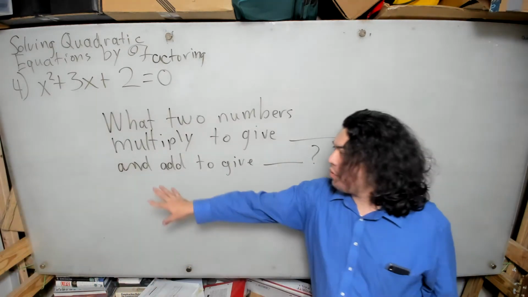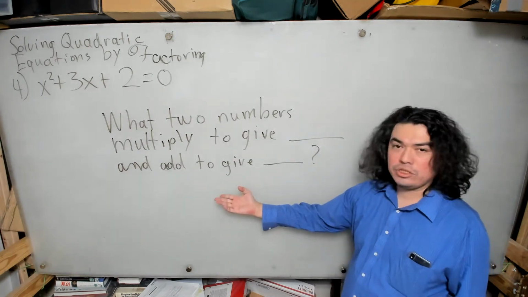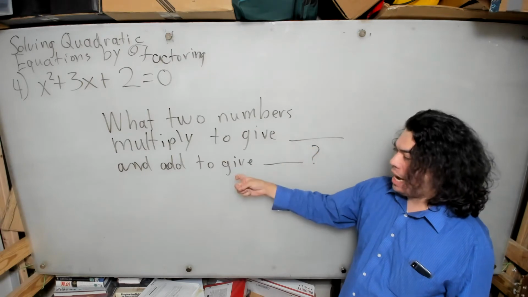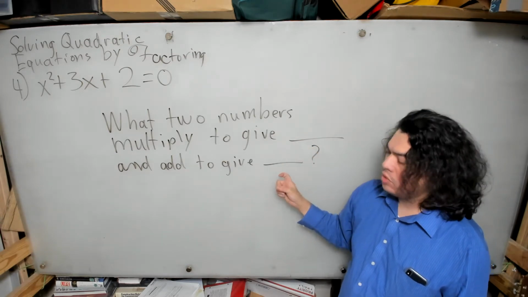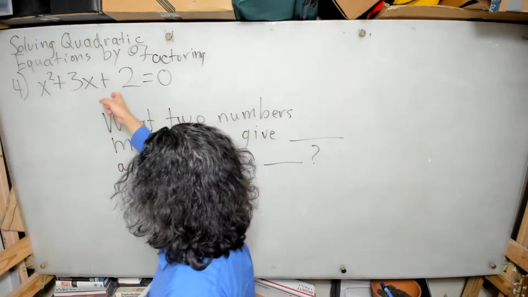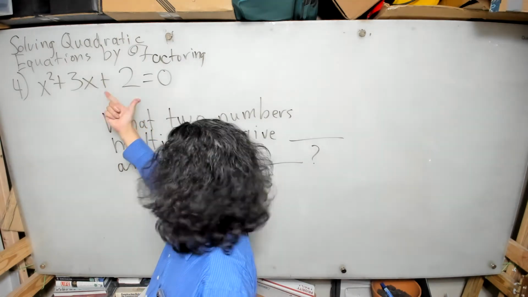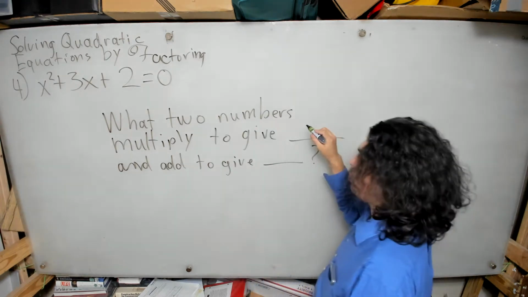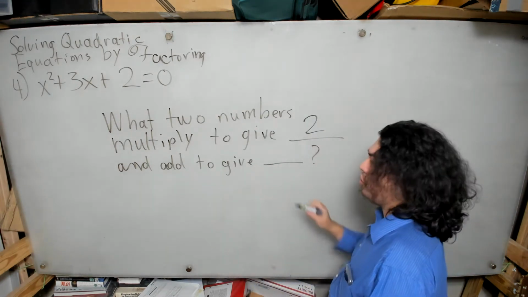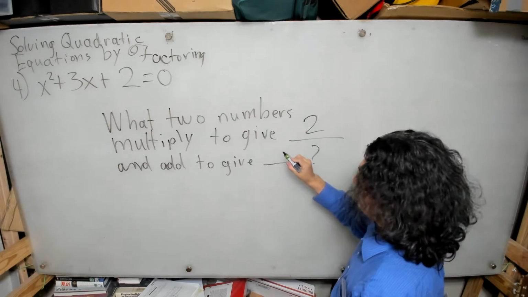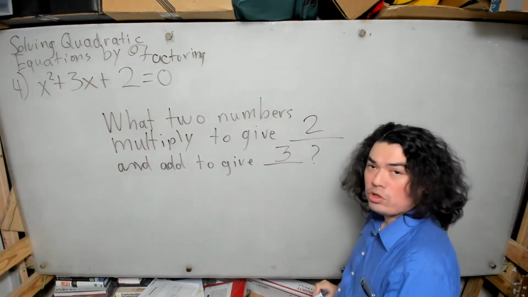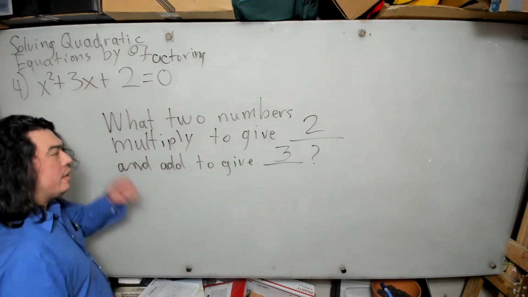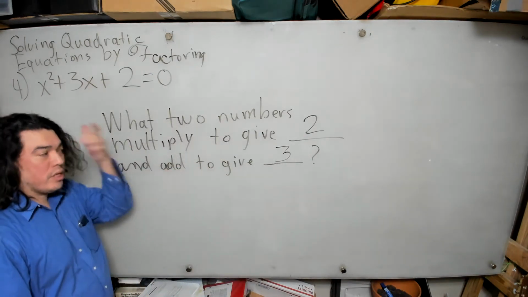If you recall from our previous examples, the question is like this. What two numbers multiply to give blank and add to give blank? As we saw from before, we're going to ask what two numbers multiply to give the positive 2 here and add to give the positive 3. Okay, so it's always multiply to give the constant term and add to give the coefficient of the x term. Okay, and of course we're mindful of the signs, right? It makes a difference.